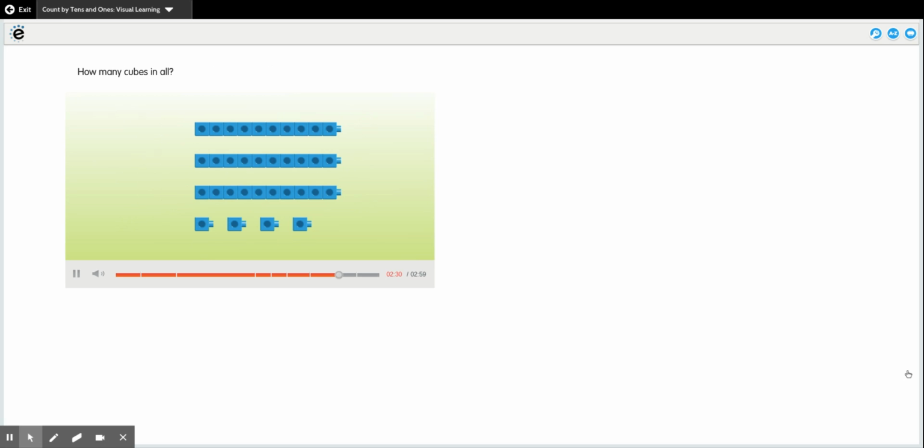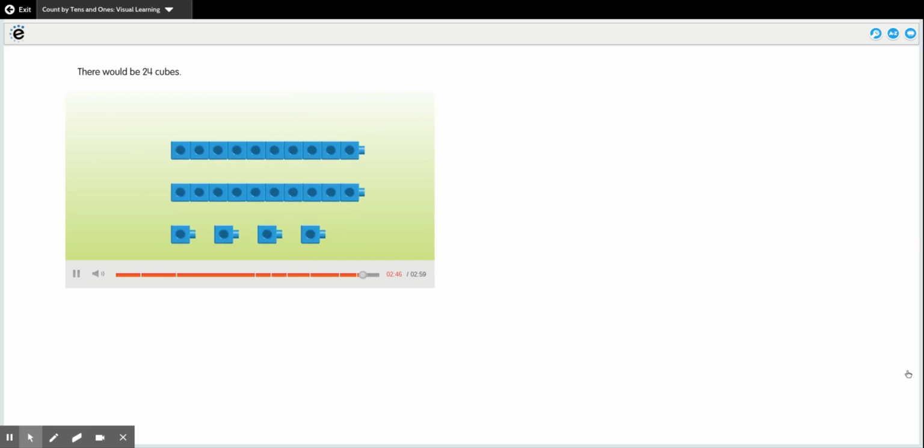How many cubes in all? How many did we count in all? One more time. 10, 20, 30, 31, 32, 33, 34. There are 34 cubes in all. Suppose you took one set of 10 cubes away. How many cubes would there be? We had 34. One group of 10 is missing. Let's check now. 10, 20, 21, 22, 23, 24. There would be 24 cubes.